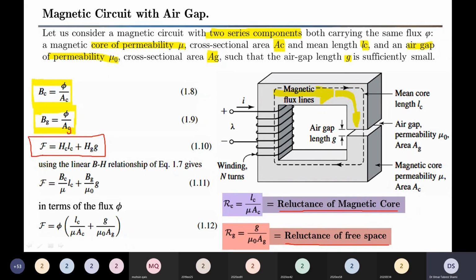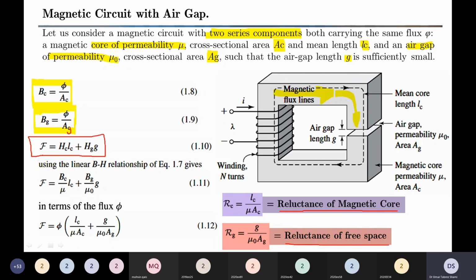In our system, we have two components, the magnetic material and the air gap. Therefore, the flux will face two oppositions. The first opposition will be of the magnetic core. It is called the reluctance of the magnetic core. The second opposition is faced by the free space, that is, the magnetic lines of force will face the reluctance of free space. So reluctance is the opposition faced by the magnetic lines of force.